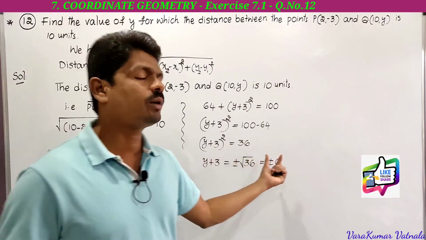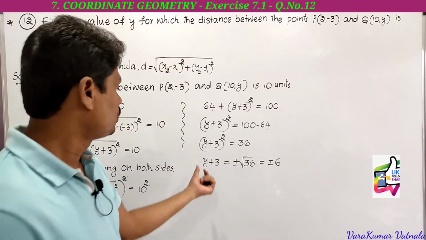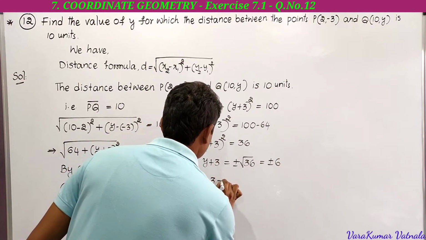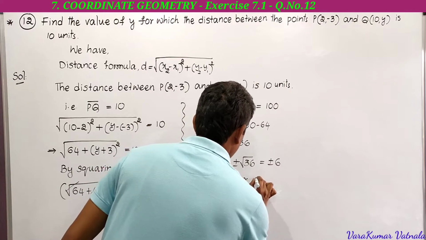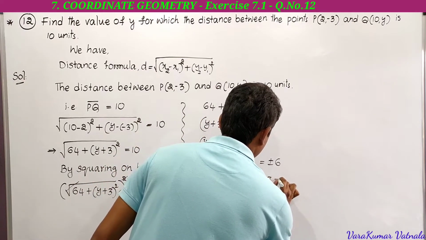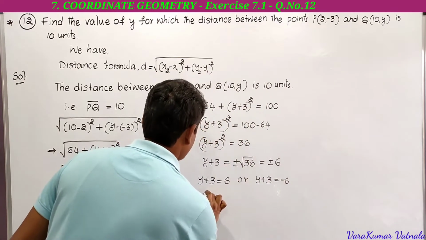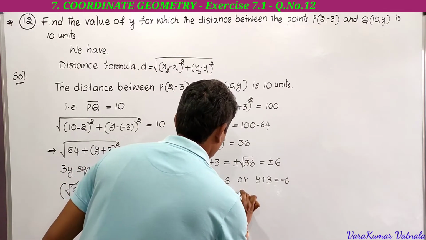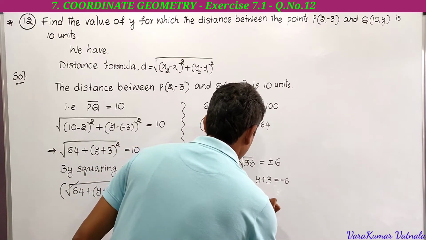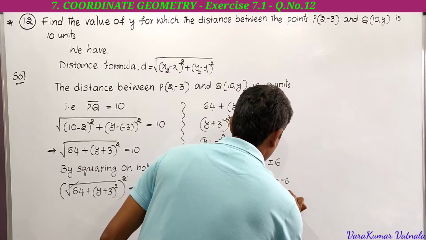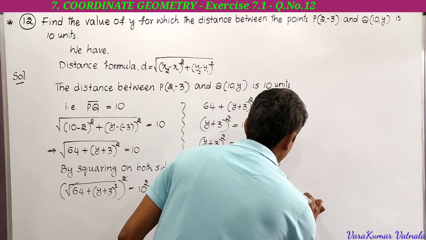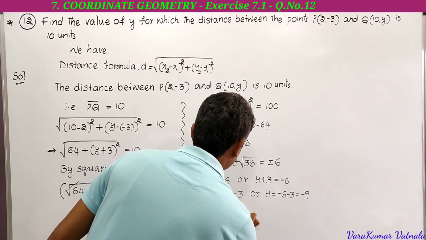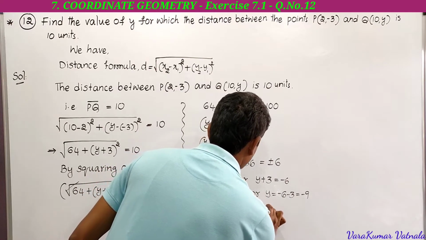So once we have to take positive and once we have to take negative. So y + 3 equal to 6 or y + 3 equal to minus 6. Take plus 3 to the right side, we get y equal to 6 minus 3, that is 3. Or y is equal to minus 6 minus 3, that is minus 9. So we have two values for y, that is y equal to 3 or y equal to minus 9.